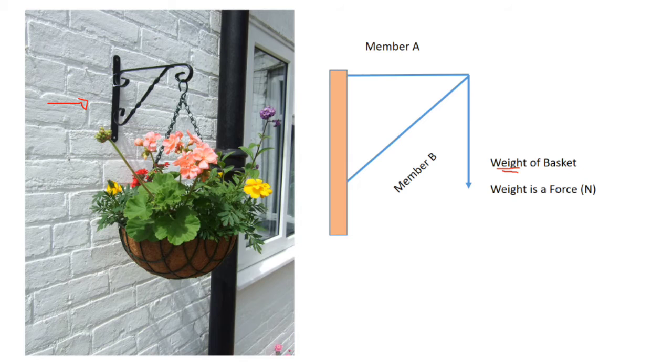What we're looking at is how this weight is acting on the two members. Every part of a structure here is called a member. So this top one along the top is member A, and the one diagonally down towards the wall is member B.